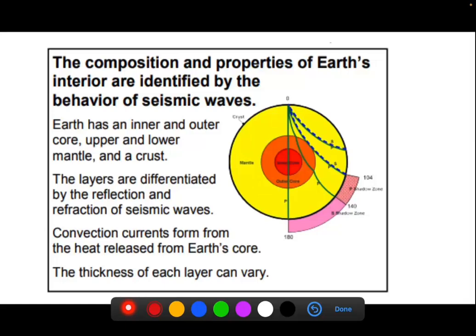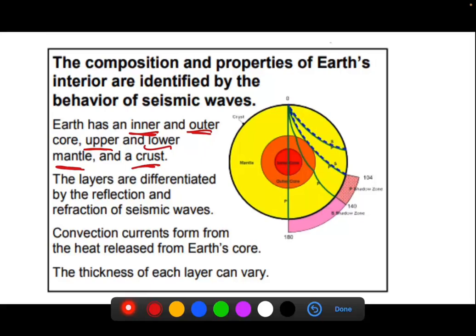One of the first standards that we are going to be trying to remember is that the composition and properties of Earth's interior are identified by the behavior of seismic waves. Do you remember where seismic waves come from? They come from earthquakes. Earth has an inner core and an outer core. It has an upper and lower mantle, and it has a crust. The layers are differentiated by the reflection and refraction of seismic waves.